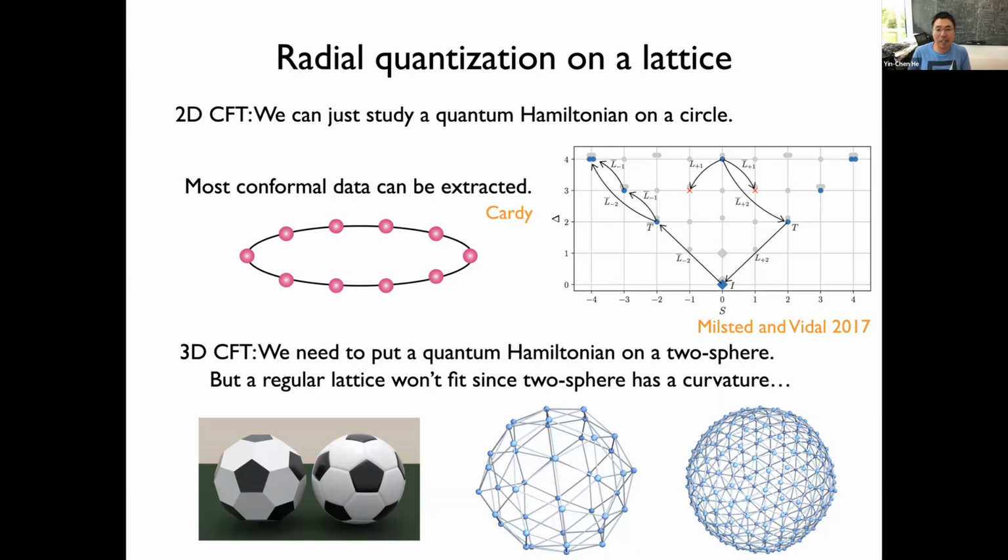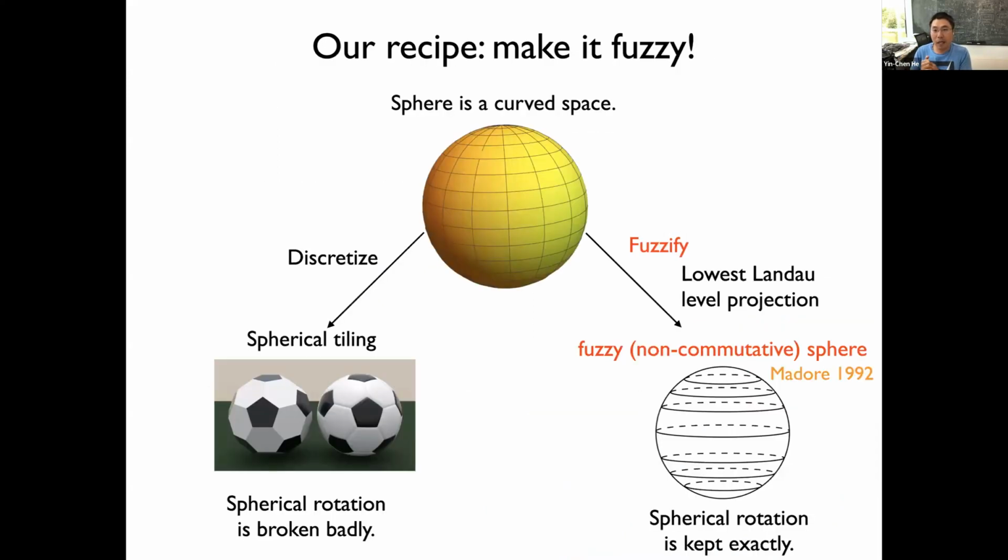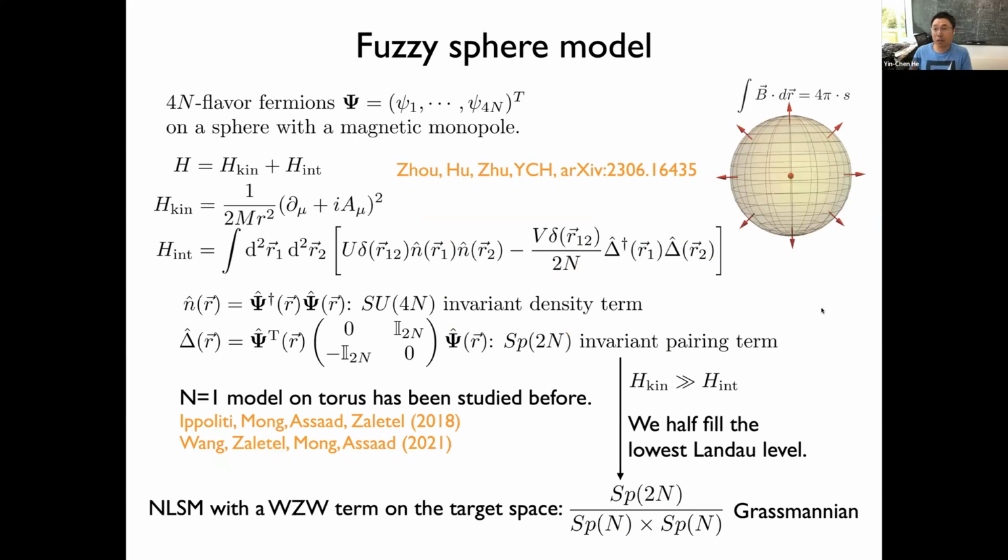But we know that a regular lattice won't fit a 2-sphere, because the 2-sphere has curvature, right? The recipe to make it work is that instead of discretizing a sphere, what we are going to do is to fuzzify a sphere. In formal words, we are considering the fuzzy sphere, also called a non-commutative sphere, which was originally proposed by Madore a few decades ago. But to condensed matter physicists, that's nothing but considering the physics on the lowest Landau level of a sphere. So eventually you get a fuzzy sphere.